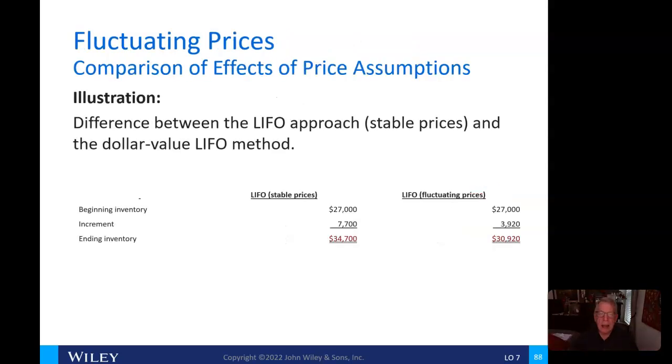Okay, now fluctuating prices, a comparison of the effective price assumptions here. So the difference between the LIFO approach, stable prices, and the dollar value LIFO method. So here's our stable prices, beginning inventories, the increment 7,700 and 34,700. Now LIFO fluctuating prices, 30,920 in ending inventory.